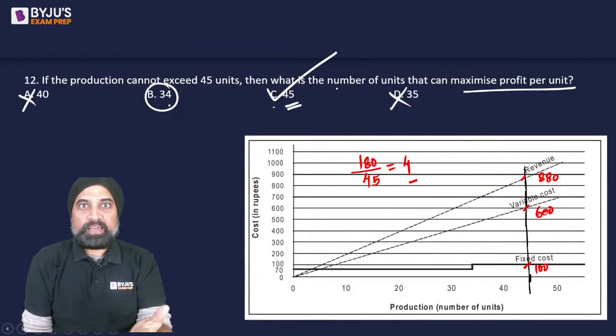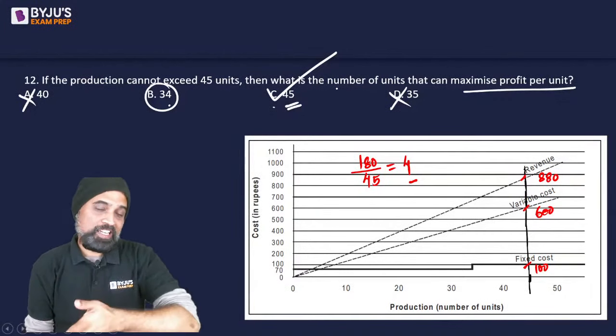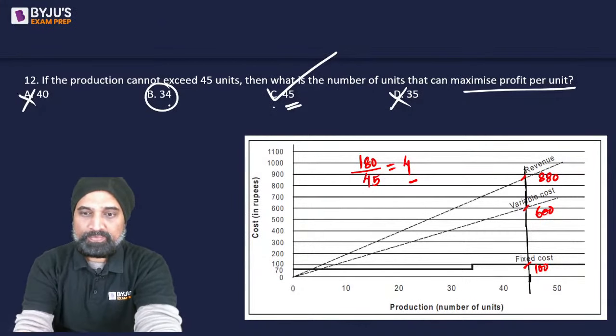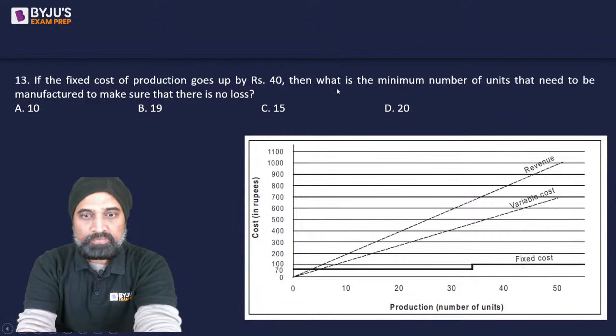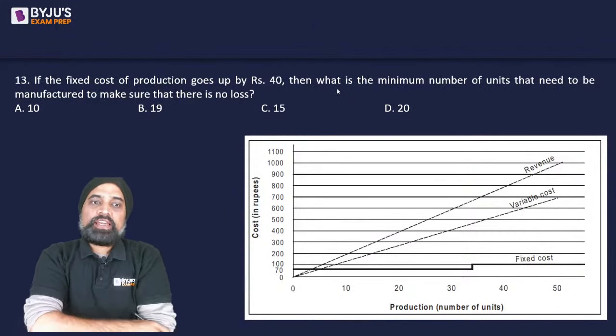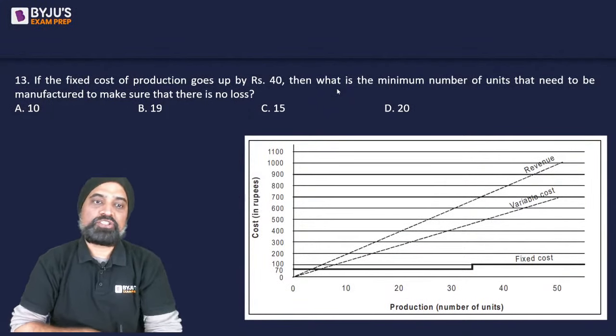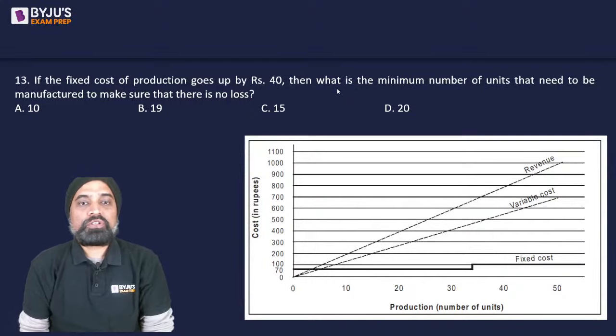And of course, this question makes sense because it's not going to be the same as the previous one. It is going to be more than 34, right? Next one. If the fixed cost of production goes up by rupees 40, then what is the minimum number of units that need to be manufactured to make sure that there is no loss?